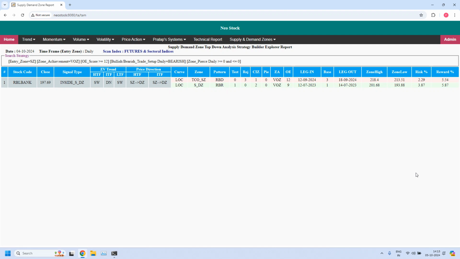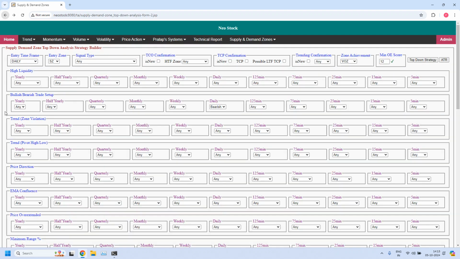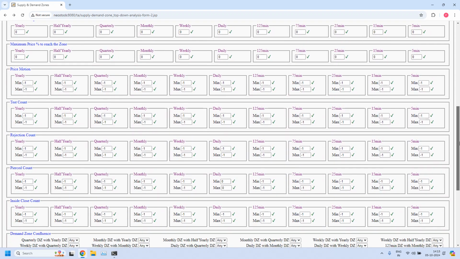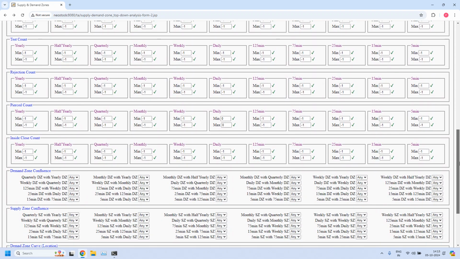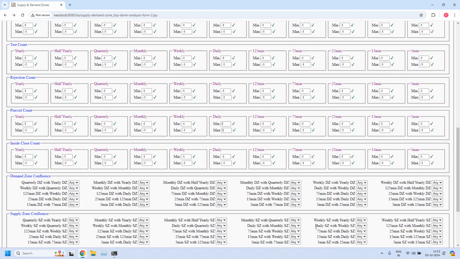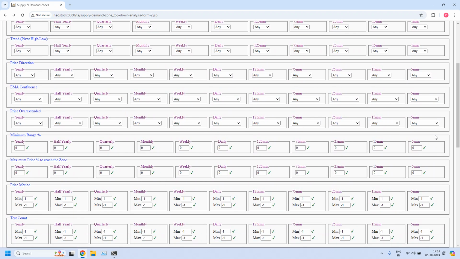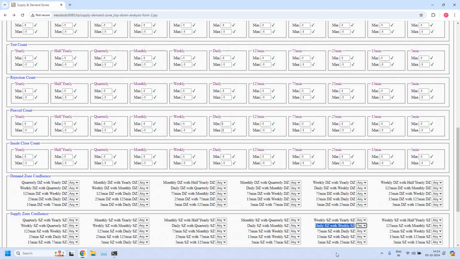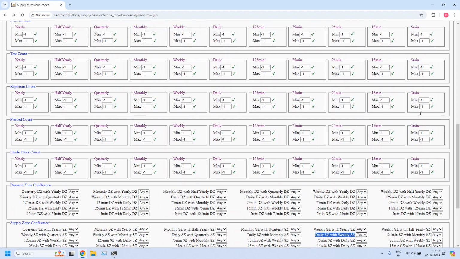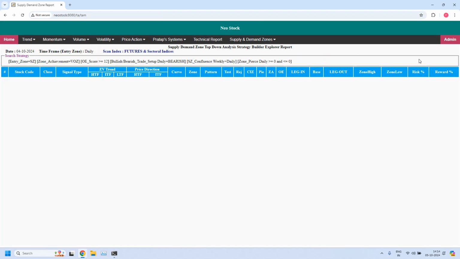Let's verify the supply zone is having ITF Confluence. I think in the last report it is not listed, right? But let's verify. In the supply zone confluence, daily supply zone with weekly supply zone confluence, I enabled, did I? Let me check. Yes, I enabled the filter. So no stocks.